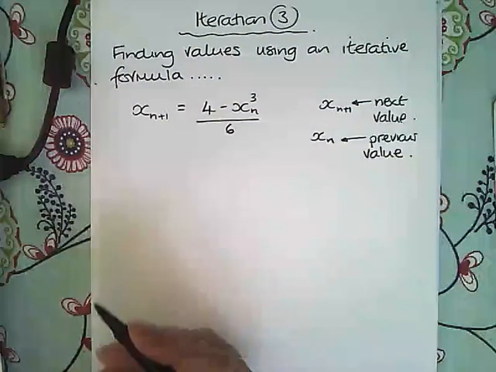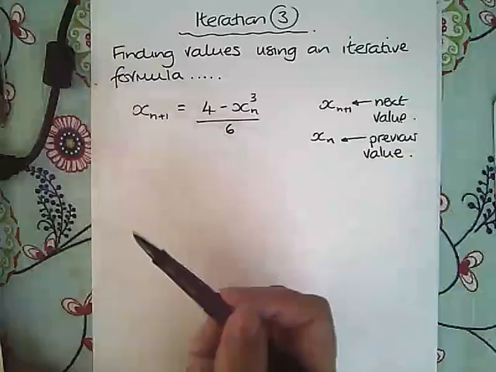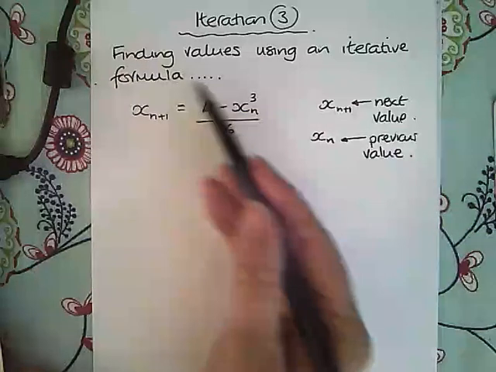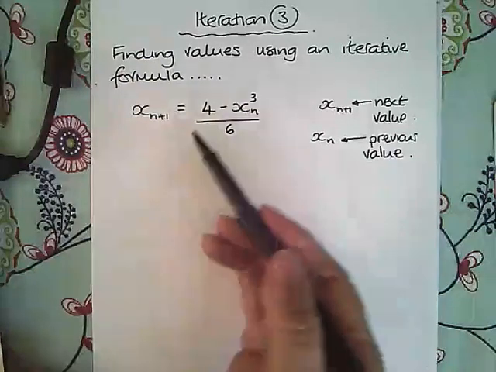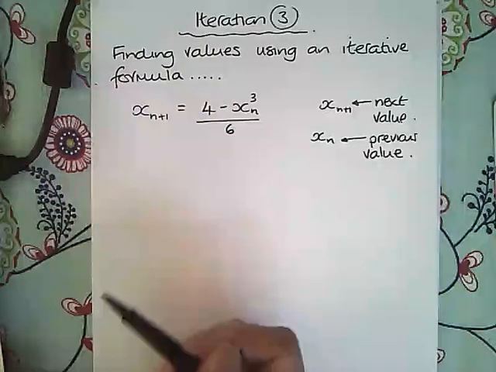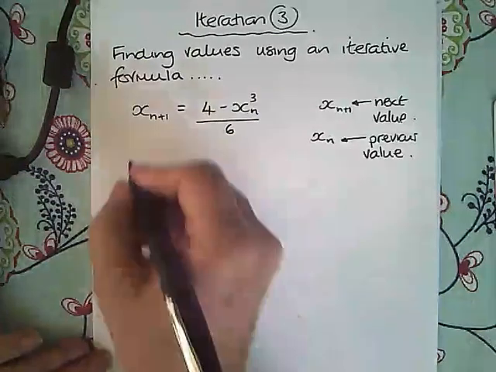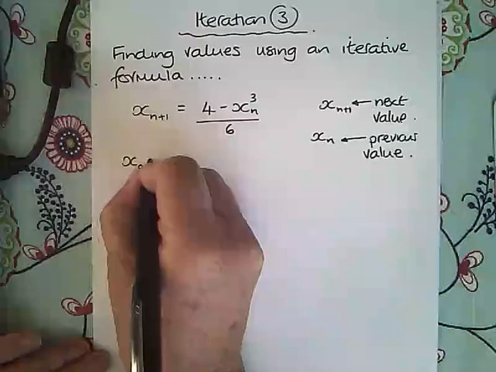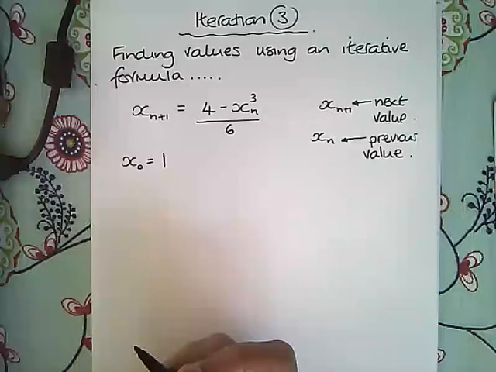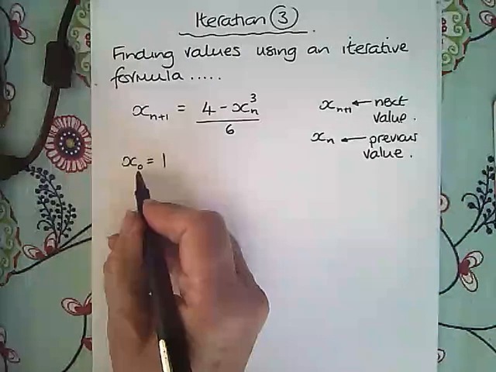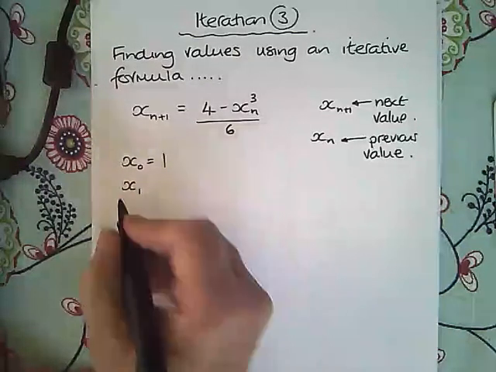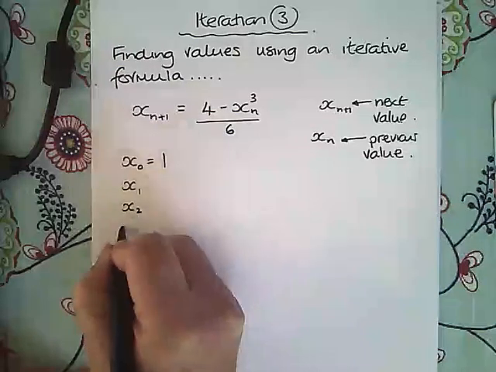So what iteration does is it recycles values through a formula to try and find a solution. So we're going to put a value into this formula, and then whatever value comes out of that, whatever we work out, we're going to recycle it and put it back into the formula again in the place of x. Usually you are told what the first value is, so we're going to use the first value, which is often called x0, and that is 1, and then we're going to try and find the values x1, so the next value, x2 and x3.